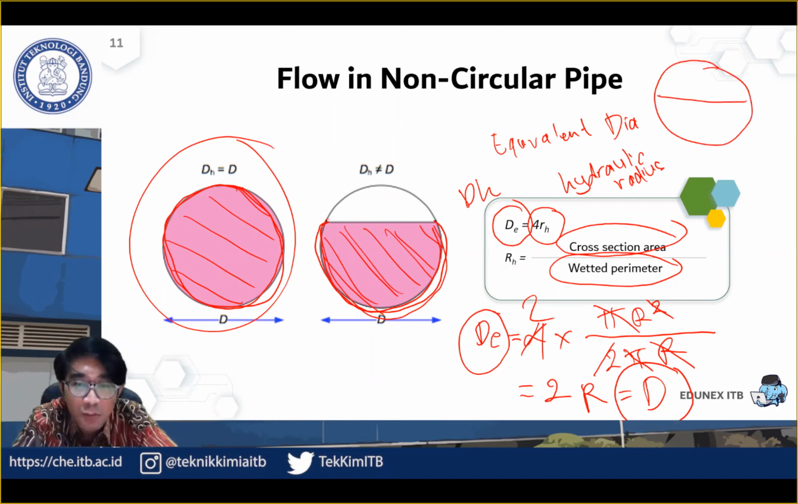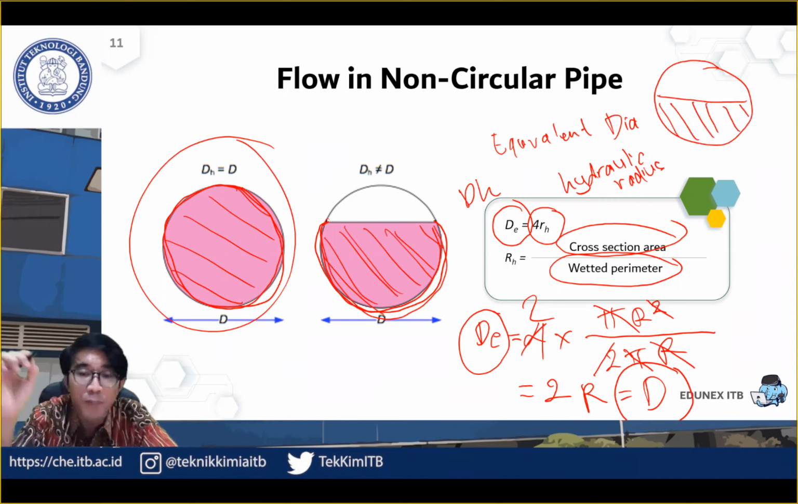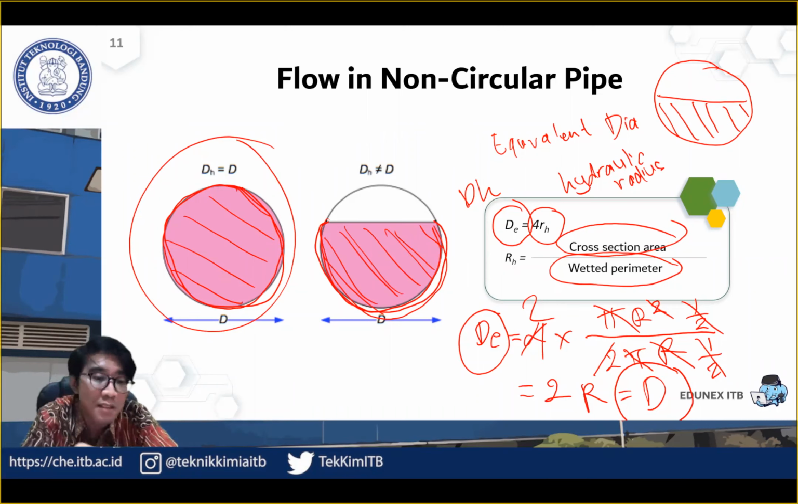if the water fills half of the area, then actually the equivalent diameter will be the same as the diameter, because half of the cross section is this one, right? And half of the weighted perimeter is also this one. So it will be the same. Ya, jadi kalau cairannya mengisi setengah, diameter ekivalen tetap sama dengan diameter. Kalau setengah, karena yang atas dikalikan setengah, yang bawah juga dikalikan setengah. But that won't be the same case if the liquid is not filling exactly half. You need to do this calculation.